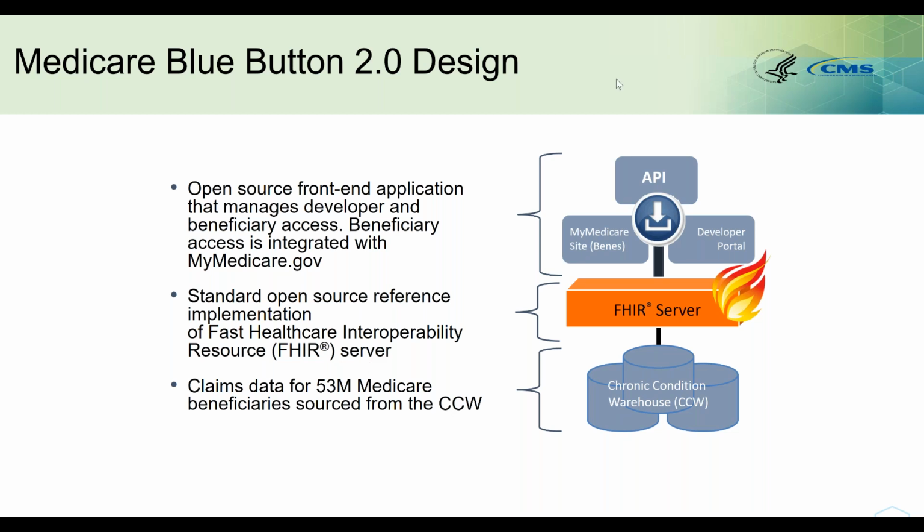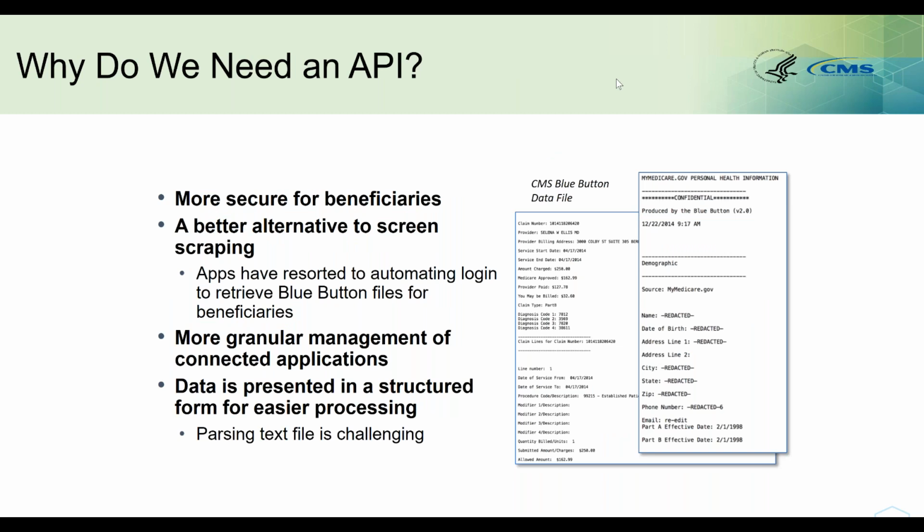And that warehouse is really just a repository of all Medicare claims. And so the reason to go the API route, it's much more secure for beneficiaries, and it will make it easier for beneficiaries to access their data. There's a much more granular management of other applications, the ability for APIs to connect with other applications, so it'll be much easier to manage that.